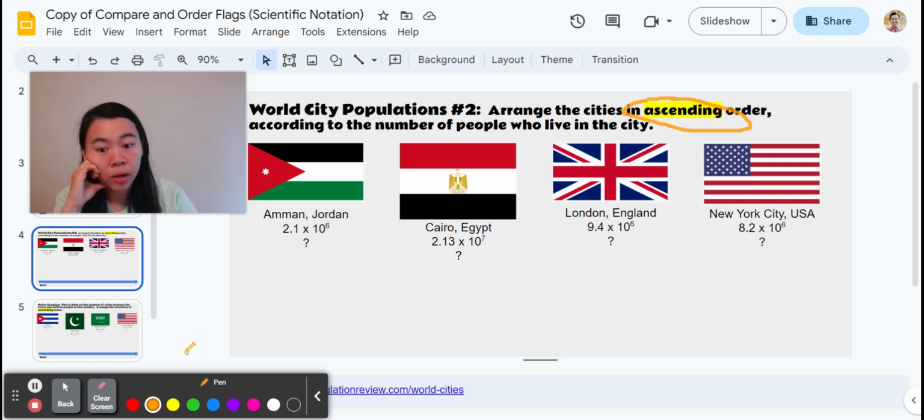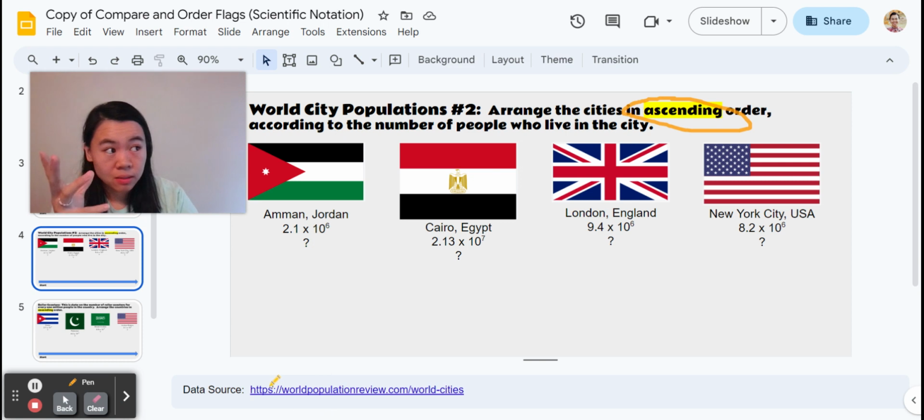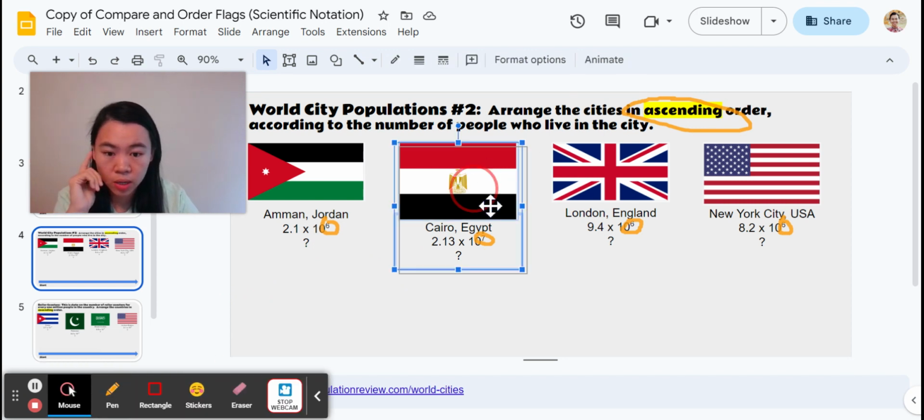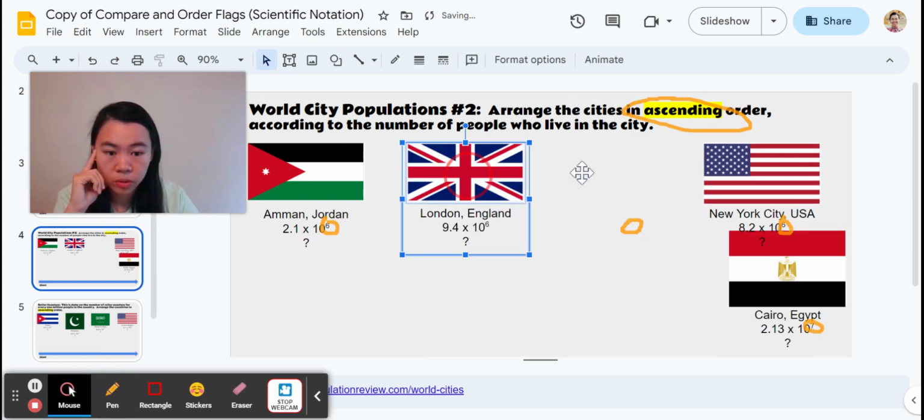Again, let's look at our exponents before we compare these numbers written in standard form. Let's look at the exponent. Jordan has 10 to the 6th. Egypt has 10 to the 7th. England, 10 to the 6th. US, 10 to the 6th. Okay, so we have 6, 6, 6. Egypt is 7, so we know that Egypt is going to have the largest population because it has the largest exponent. So I'm going to go ahead and drag Egypt over here. Scoot these guys down.